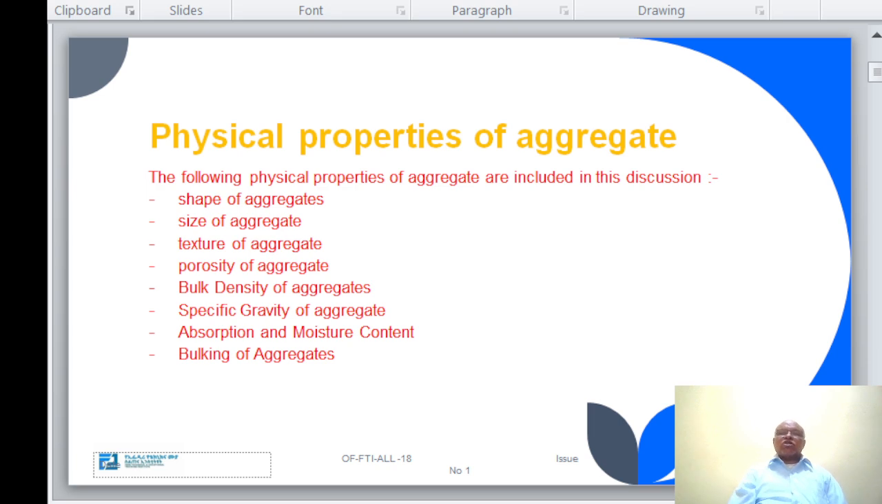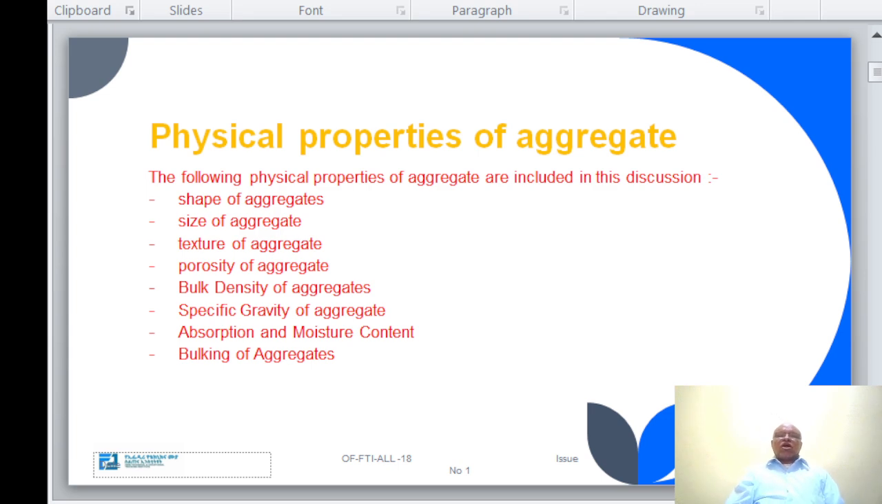Texture refers to the smoothness or roughness of aggregate surface. Rough texture promotes better bonding between aggregate and cement paste, enhancing the strength of concrete. Density is another crucial physical property of aggregates, impacting the overall weight and volume of concrete mix. Higher density aggregates result in dense concrete with improved durability.